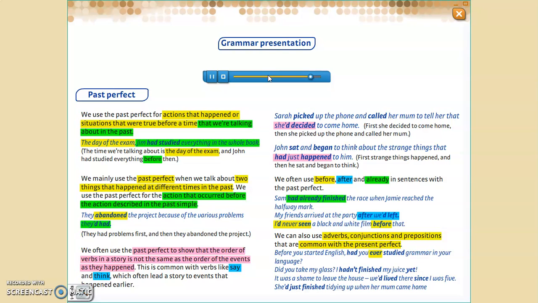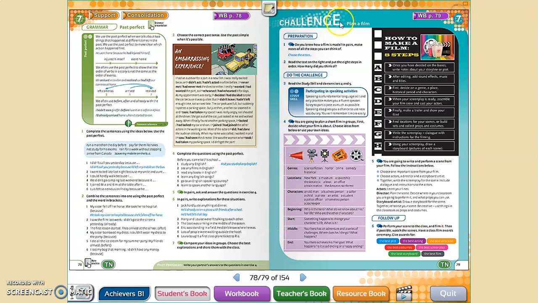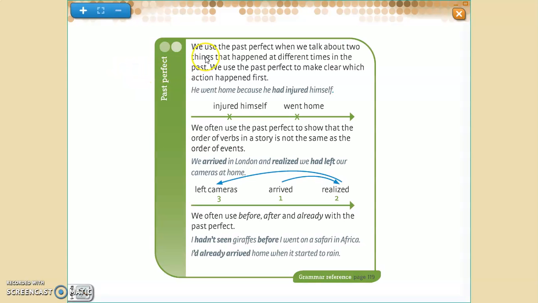Okay, so you can see that the past perfect indicates two events that happened in the past, one before the other. So it's like a chronological sequence. Okay, so let's go back to our main page to check the green rectangle now that we have an idea of the past perfect. So here it says that we use the past perfect when we talk about two things that happened at different times in the past. We use the past perfect to make clear which action happened first.